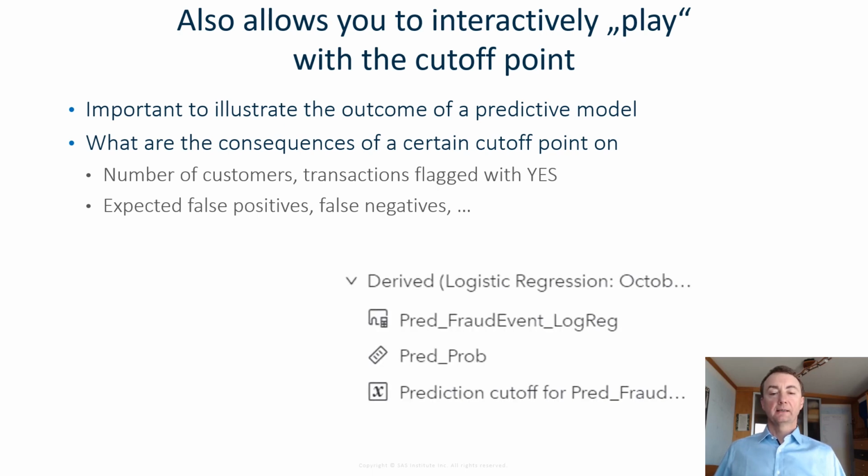This is a very easy part which you can generate based on the variables predicted fraud event. This is where the prediction yes-no event is based on, which we generated early on, and an additional variable which we have here, which is used for the slider bar to dynamically assign the yes-no event.